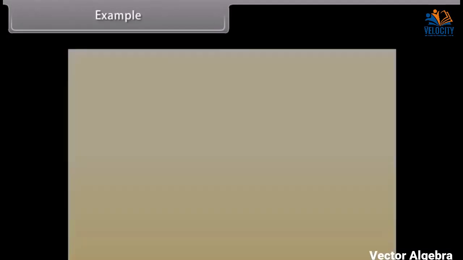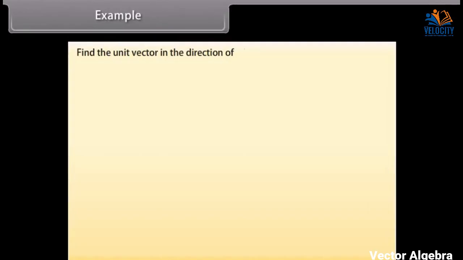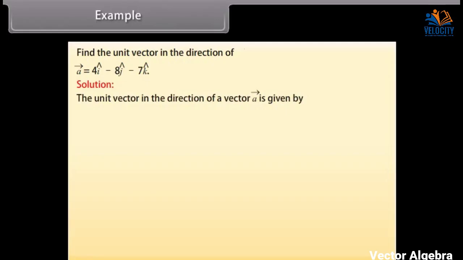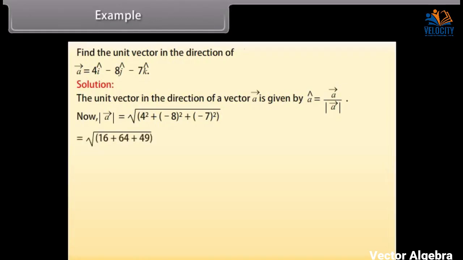Example. Find the unit vector in the direction of vector A equals 4i minus 8j minus 7k. Solution. The unit vector in the direction of vector A is given by cap A equals vector A upon mod of vector A. Now, mod of vector A equals square root of 4 squared plus (minus 8) squared plus (minus 7) squared equals square root of 16 plus 64 plus 49 equals square root of 129 equals 11.35.